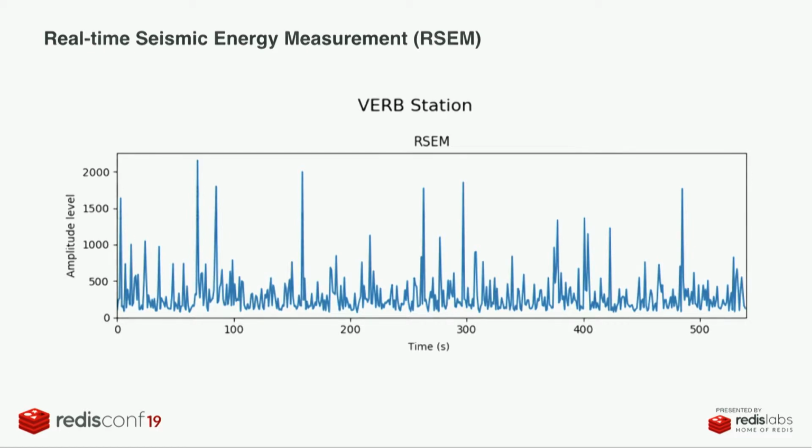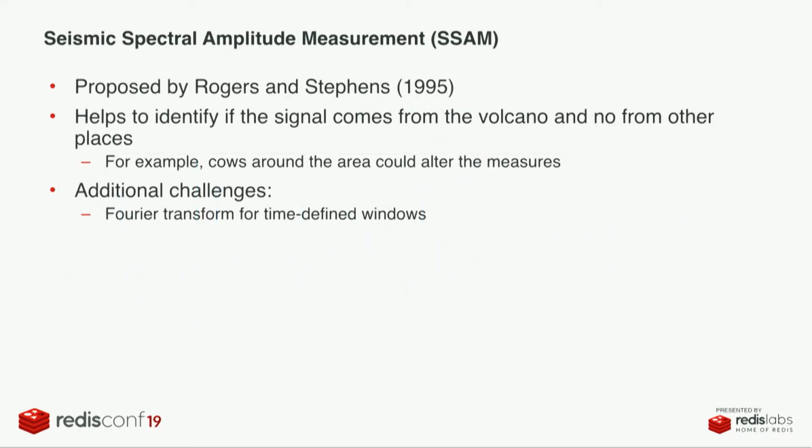There is another calculation that they do. It's called seismic spectral amplitude measurement. It is also old, and it helps to identify if the signal that comes from the station is from the volcano and not from another source. For example, when there are cattle around the station, they could make sensor movements, and these movements are not related to the volcano.